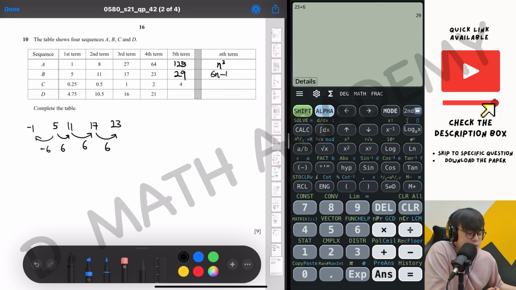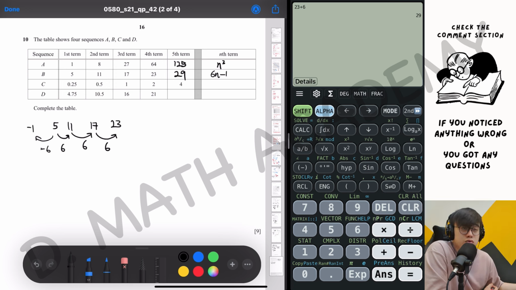As for the next one, c is actually multiplied by 2. So 0.25 multiplied by 2, you get 0.5. 0.5 multiplied by 2, you get 1. 1 multiplied by 2, you get 2. So 2 multiplied by 2, you get 4. So that's the details of it. Okay, but if they're looking for the n term, the relationship that you identify doesn't actually mean much to you.